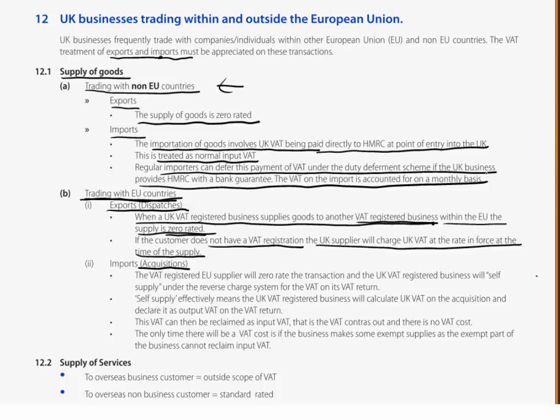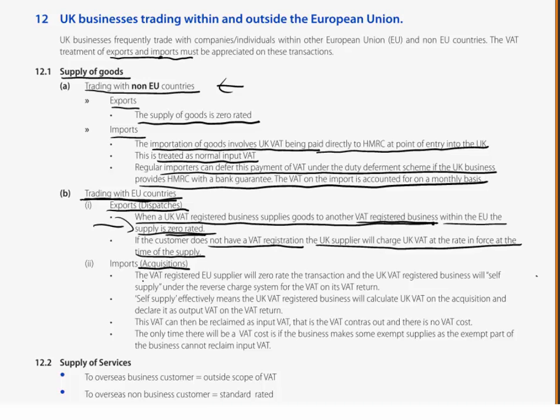Now again, we're going to be buying in, we presume here, from another VAT registered business. We already know that if we were selling to a VAT registered business within the EU, that the supply, as it says there, will be zero rated. So now when a German company, a French company, an Italian company sells to our UK registered business, that sale to us is going to be zero rated.